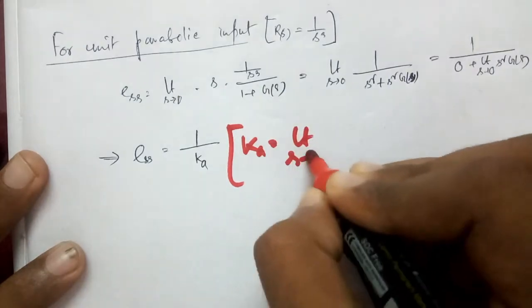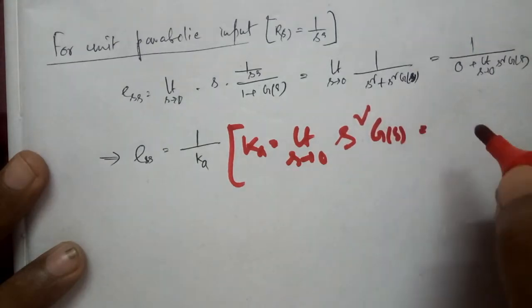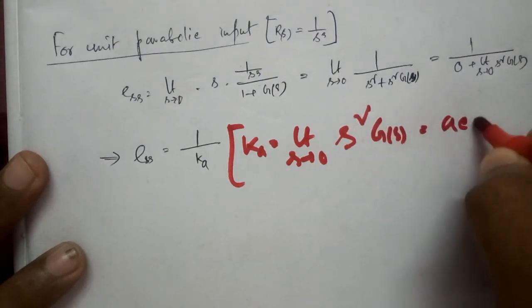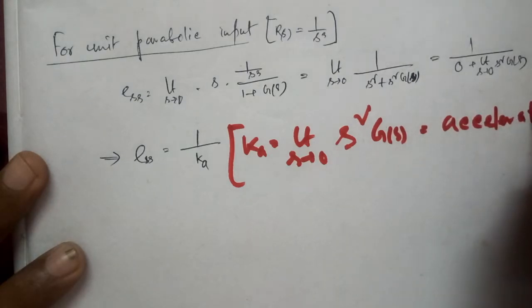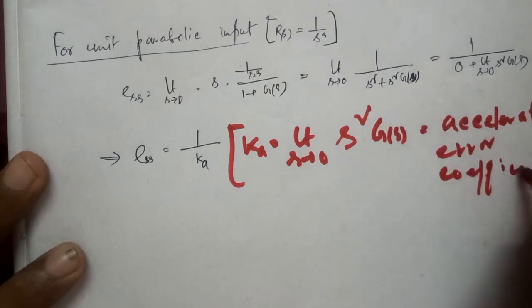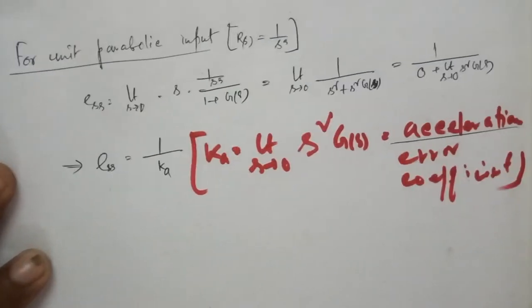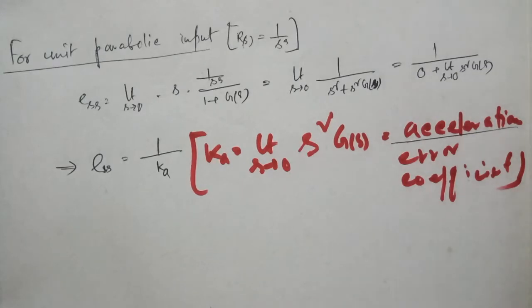where this Ka is actually limit s tends to 0 s square G(s), equal to the acceleration error coefficient. So now the name is acceleration. For unit step it was position error coefficient Kp, for unit ramp it is Kv, the velocity error coefficient, and for unit parabolic input it is the acceleration error coefficient. Just remember the names and you can directly solve the problems.